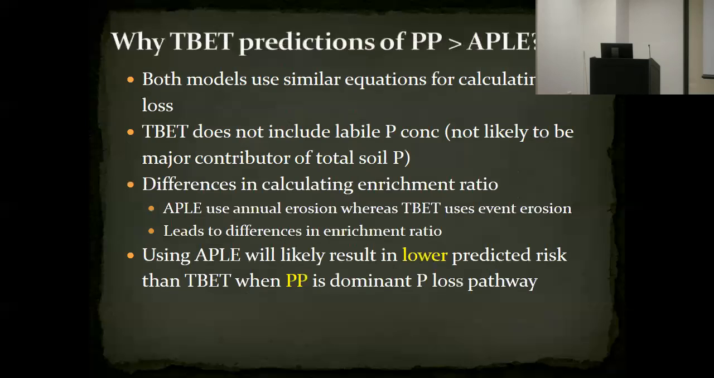And now if you're using Apple, and erosion, particulate P loss, is the dominant pathway, now maybe using Apple is going to give you a lower predicted risk than T-Bet. So it completely flips depending on what's the most dominant pathway of loss.